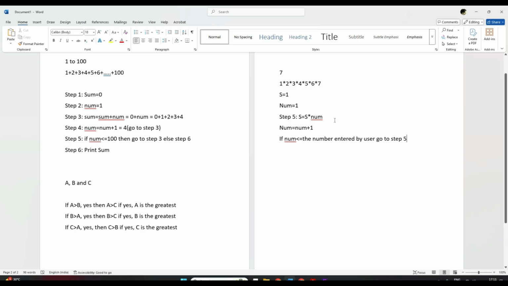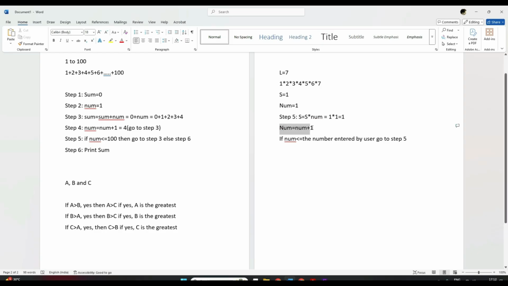So here, see, students, are you getting it? It's very simple. I'm taking s is equal to 1 initially, and num I'm using to generate the numbers from 1 till that input number, right? Suppose the user enters this number, maybe. So here in this step I'm doing s is equal to s into num. First time s is 1, num is 1, so it will be 1 into 1, which is equal to 1 only, right?